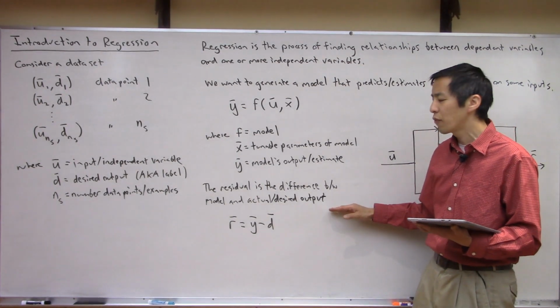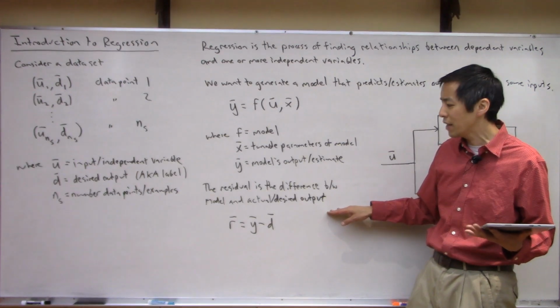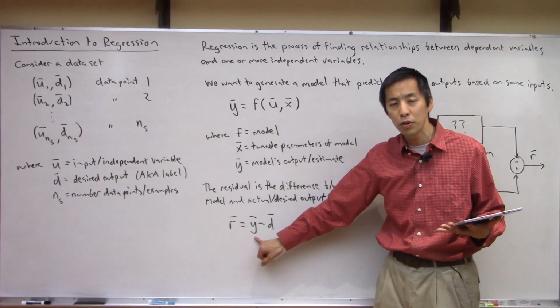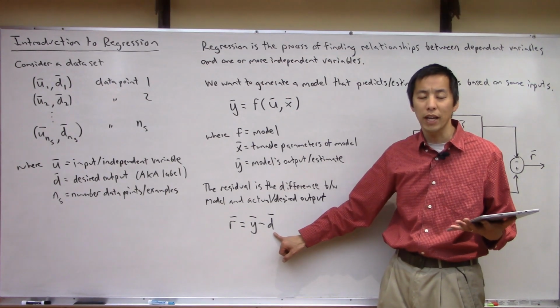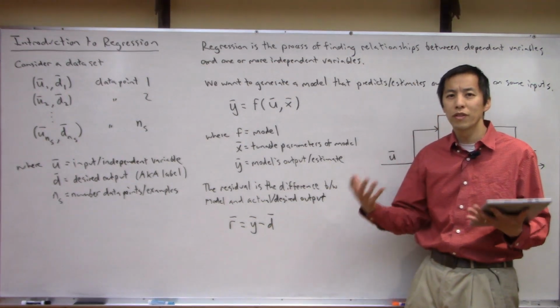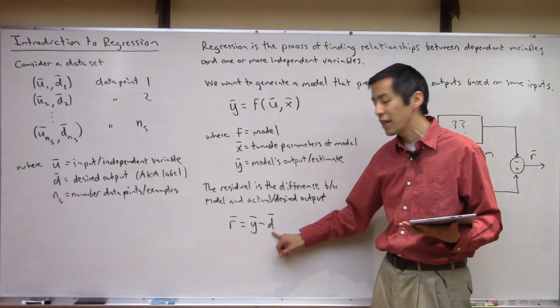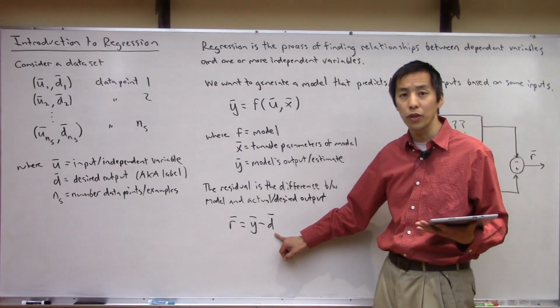So one way that's very convenient that people use to measure this difference is, it's pretty simple, right? Just take the difference between what the model produced minus what the actual answer should have been, all right? So this is sometimes referred to as the residual, okay? And as you can see, it's really simple. It's just the difference between the model and the actual label or the actual result that we're looking for.